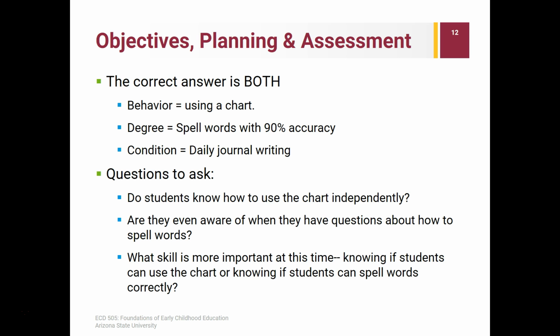As one begins thinking of planning lessons for this objective, we might ask ourselves, do students know how to use the chart independently? Are they even aware of when they have questions about how to spell words? What skill is more important to us at this time? Knowing if the students can use the chart, or knowing if the students can spell the words correctly? The answer to these types of questions will help us determine how to plan our lesson.